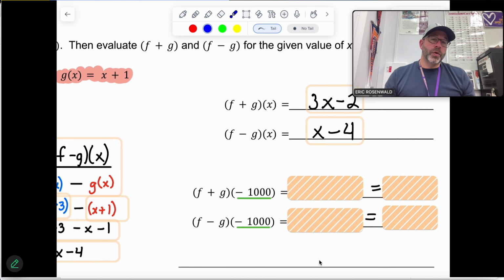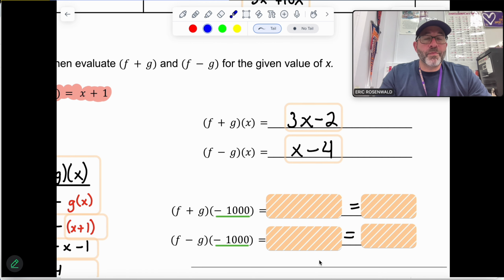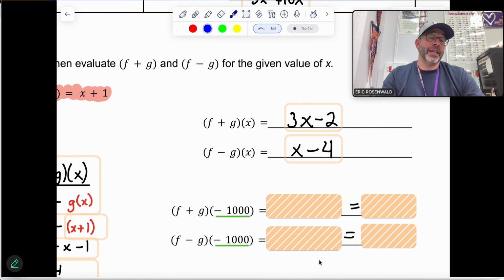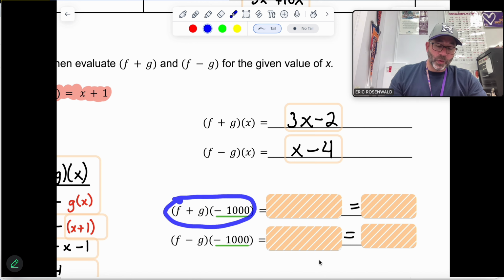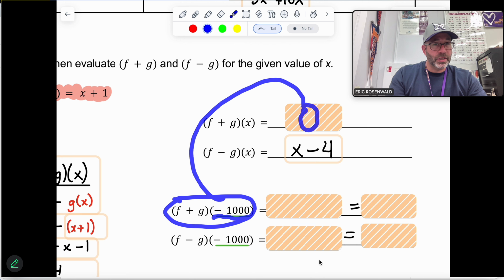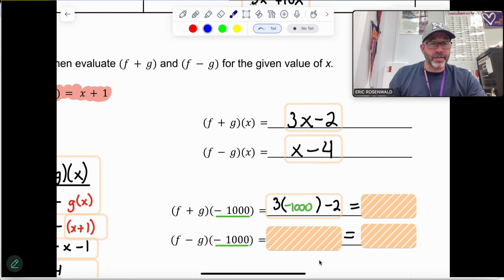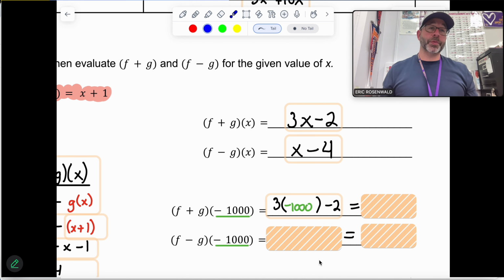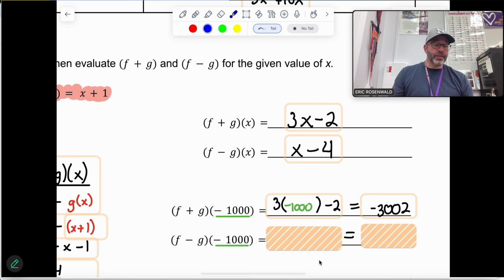So now that we know what f plus g of x is and f minus g of x is, we can take that negative 1,000 and substitute those into each one of our equations. In this f plus g, we know that we're going to take the x and replace it with a negative 1,000. So let's take it and put it in for this x that's right here. And what does that look like? Well, we'll go ahead and replace that x with a negative 1,000. And again, anytime we do substitution, we should be using parentheses with it. Simplify this, we get negative 3,002.